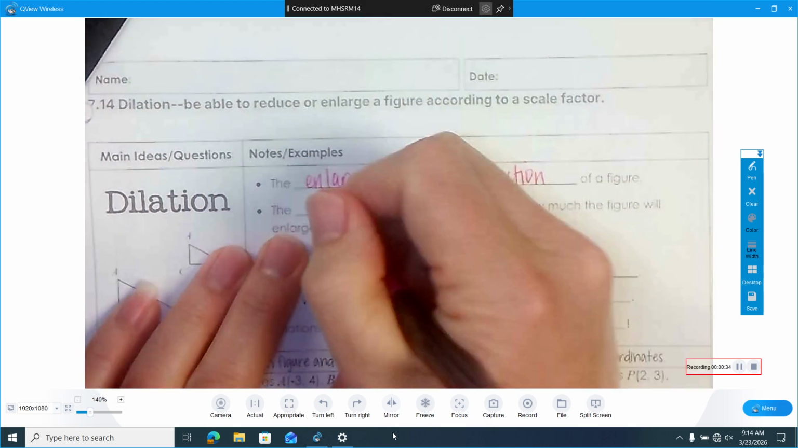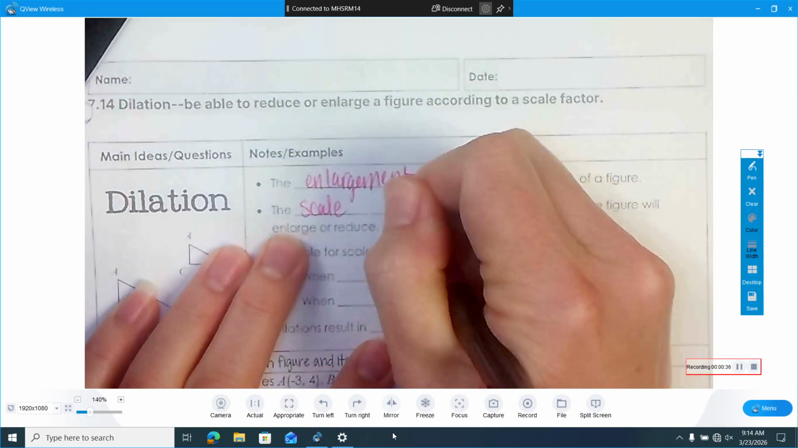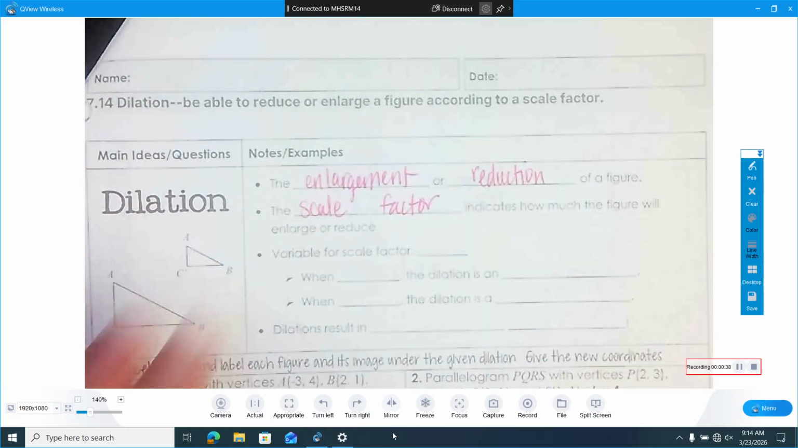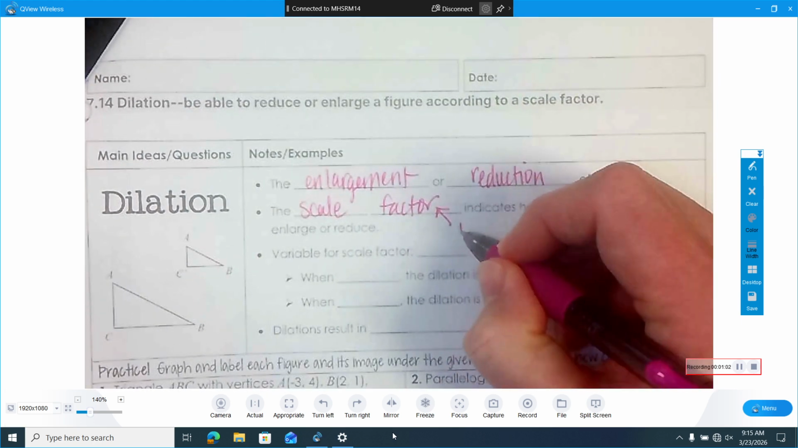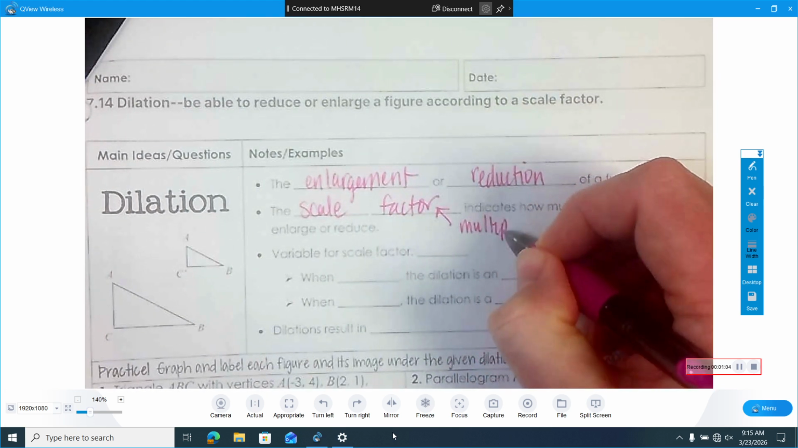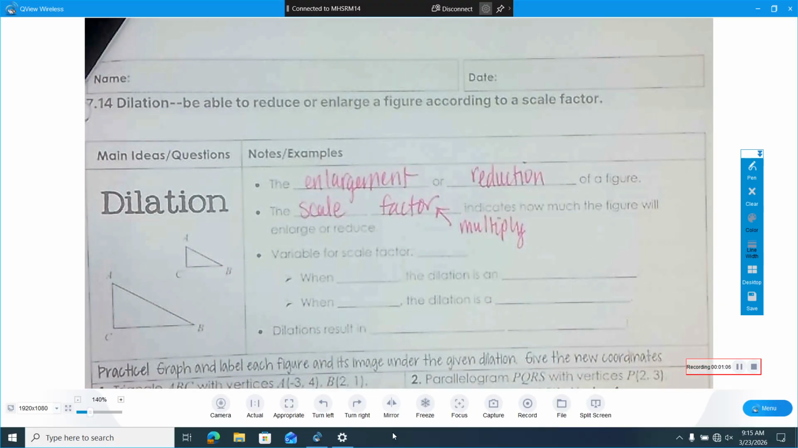And the scale factor indicates how much the figure will enlarge or reduce. So scale factor, factor. Where have you heard that word before? Fractions, okay. What if I said, what are the factors of 10? 5 and 2, right? So factors are things that multiply. They multiply together. All right?